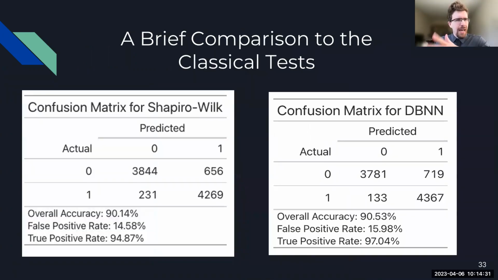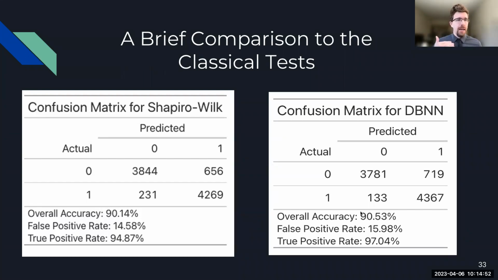So for a little bit of an apples to apples comparison, just to see what we're dealing with and how well these did in comparison, I did a confusion matrix for the Shapiro-Wilk test, which is commonly considered the highest power classical test. And this is how we did.